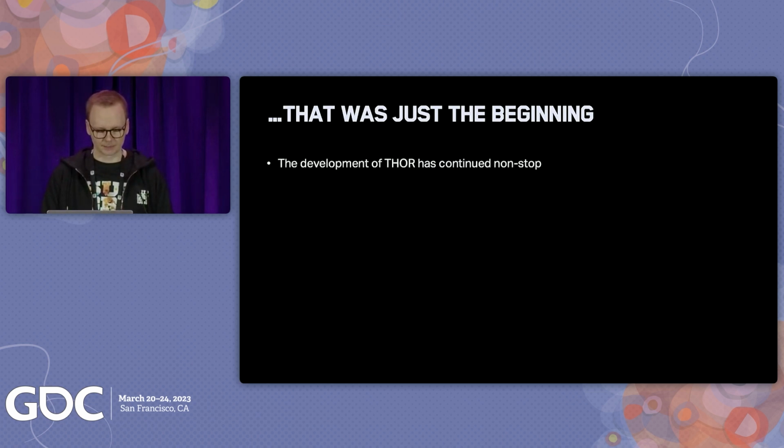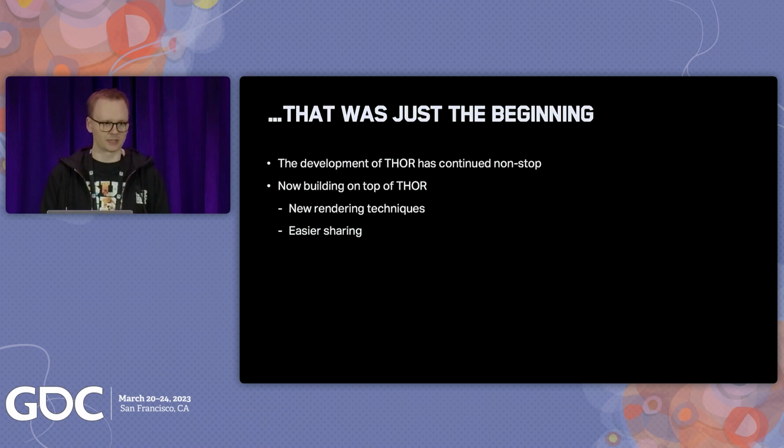But that was just the beginning. So the development of THOR has continued nonstop. We've now shifted focus to building on top of THOR. So now we're able to build new rendering techniques, which we couldn't before. It also has made sharing a lot easier. It's easier to talk if you have a common code base and common language to speak with. And it has allowed us to build better tooling and use a lot of better tooling because of the new pipeline underneath.